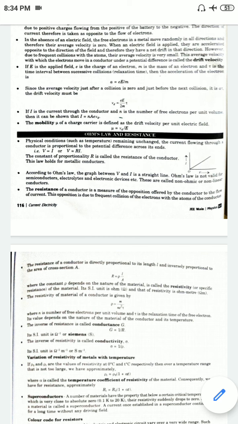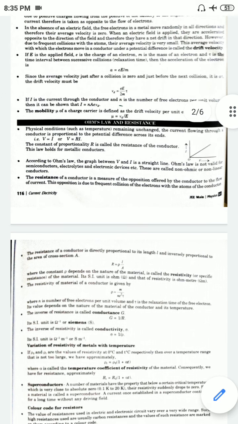Then the resistivity of the material of a conductor is given by ρ = m/(ne²τ), where n is the number of free electrons per unit volume and τ is the relaxation time of a free electron. Its value depends on the nature of the material of the conductor and its temperature. So n is the number of free electrons per unit volume, τ is the relaxation time, and the value depends on the nature of the material of the conductor and its temperature.